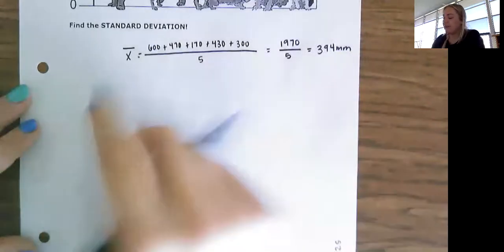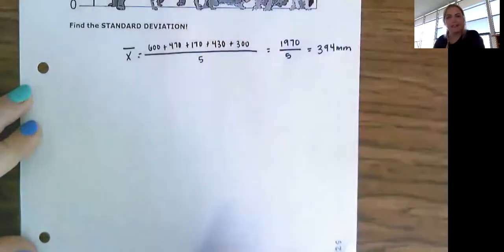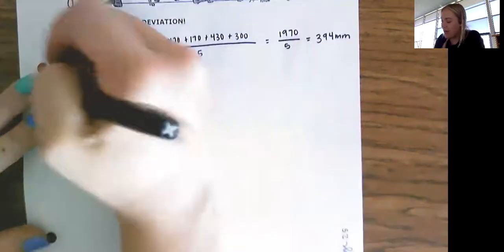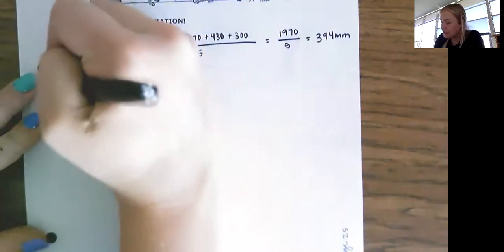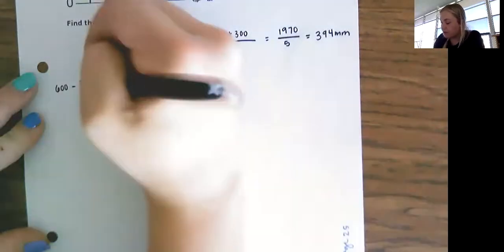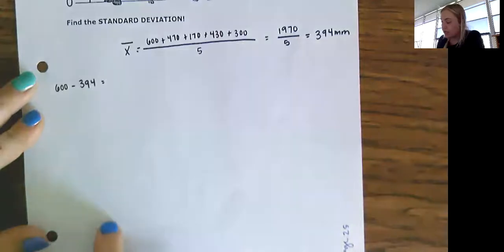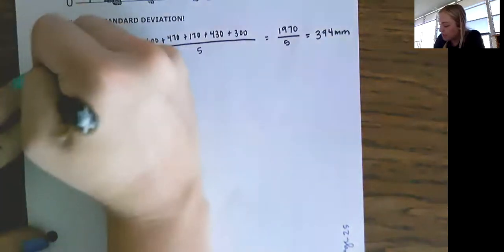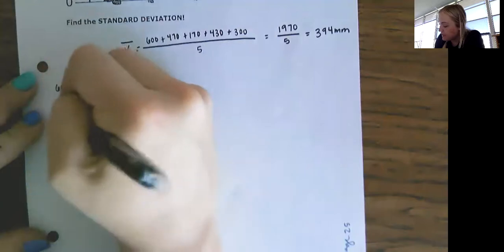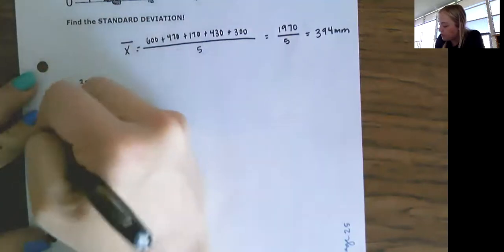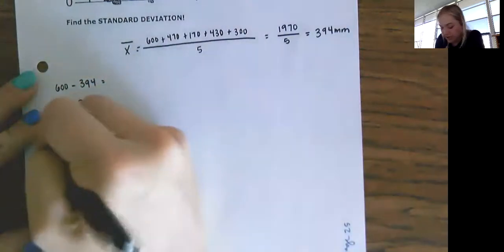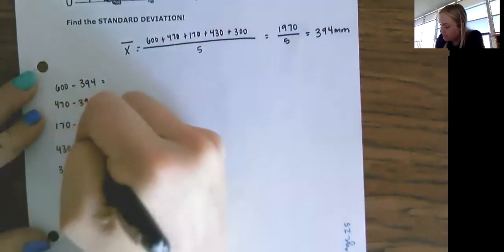So now I've got to find the difference between each dog and the average. This is the part where there's that whole table. I don't think that I need the table, so I'm just going to start writing the stuff out. I know that the first dog was 600 millimeters, and I'm going to subtract off the average, which was 394. I'm going to do that for all of them. I'm just going to list them down here. So then I had 470 minus 394. I had 170 minus 394. I had 430 minus 394. And then I had 300 minus 394.